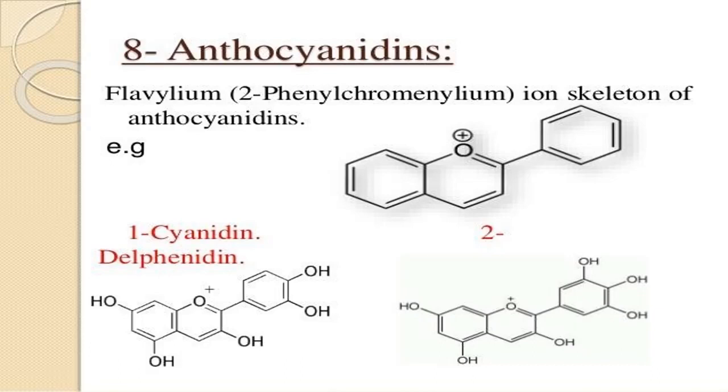Then anthocyanidins, flavylium, that is the 2-phenylchromenylium ion skeleton of anthocyanidins. So this is the structure, and you can draw the structure of cyanidin. Cyanidin is the structure, and another is delphinidin. Delphinidin also comes under anthocyanidins.